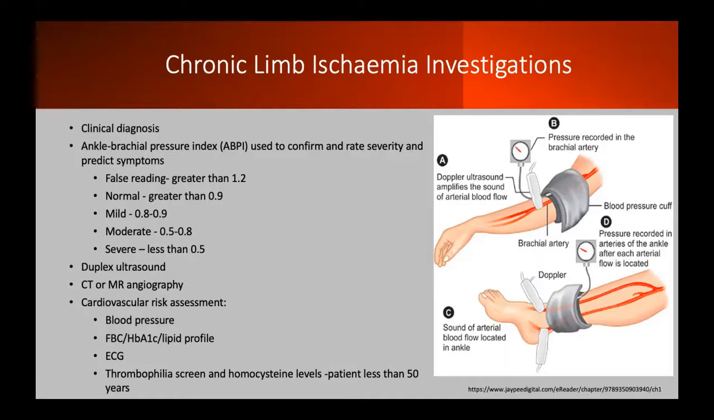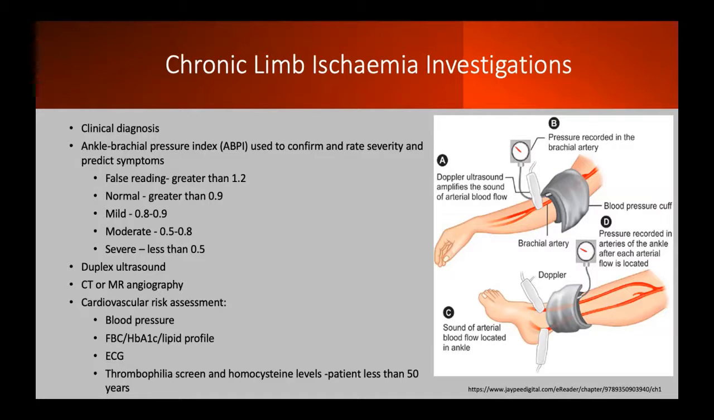In terms of classifying it, if you get a value greater than 1.2, that's usually a false reading due to calcified vessels. It usually happens in diabetes. A value greater than 0.9 is normal. 0.8 to 0.9 is mild disease. 0.5 to 0.8 is moderate disease. And then anything less than 0.5 is severe.